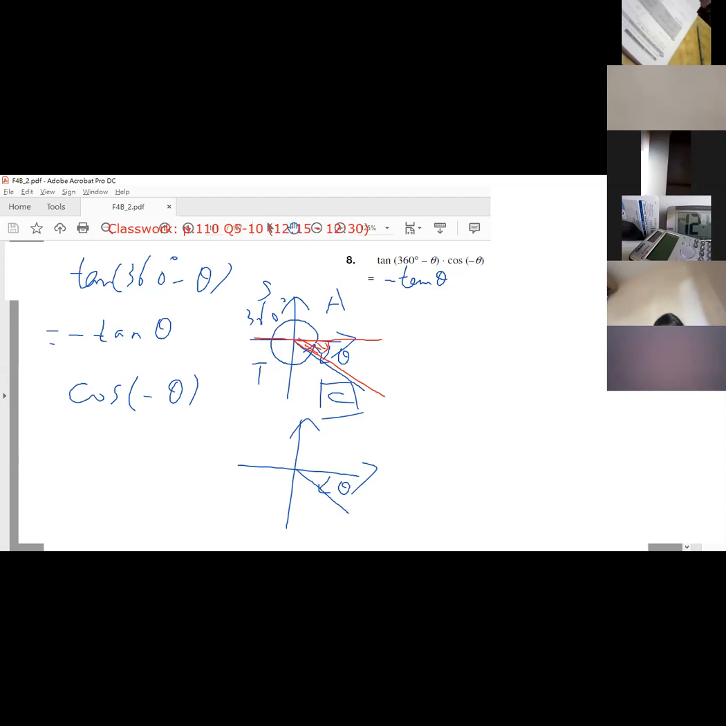Okay, so according to ASTC, the side is in the C box, and we are cosine this time, so we will get a positive. Just copy the cosine, and then the angle will be the angle between the side and the x-axis. Okay, that is this angle. This angle will be exactly equal to theta. So it is just positive cosine theta.